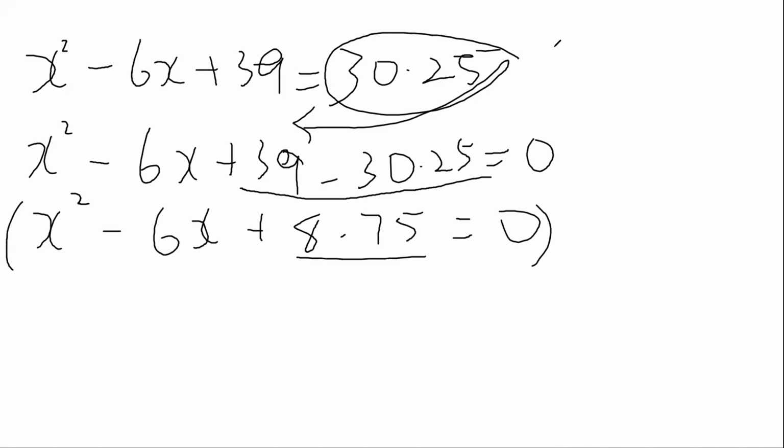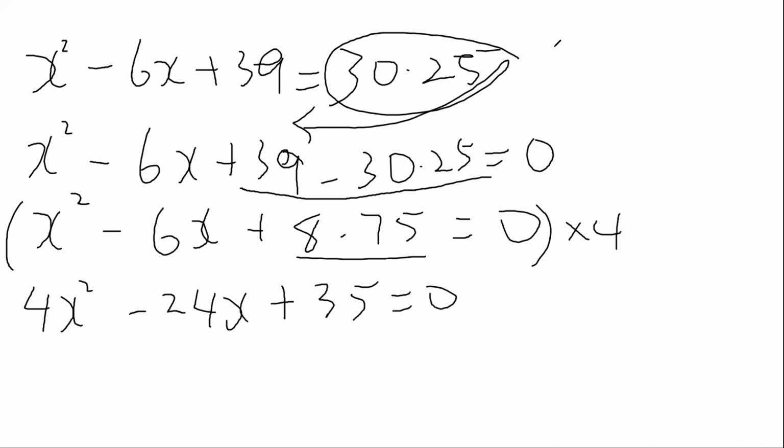Now, to make this a whole number, we have to multiply it by, we could try 2. If we multiply by 2, we will not get an even number. If we try 4, we will get an even number. So we multiply this entire thing by 4. So we'll get 4x squared minus 24x plus 35 equals to 0.